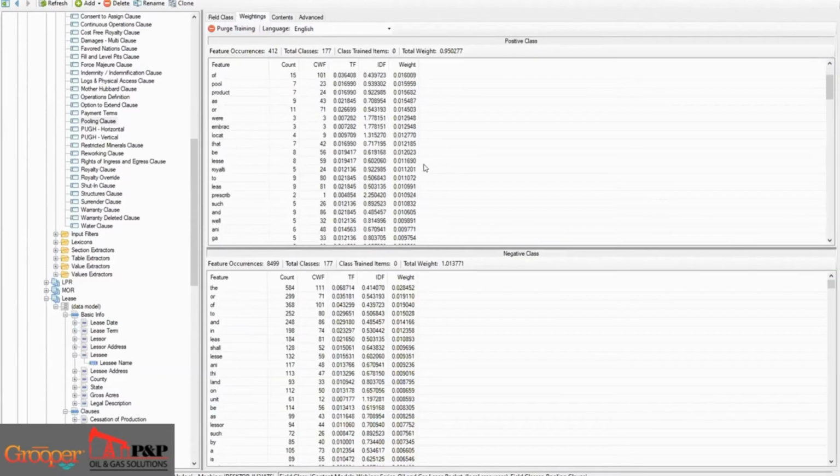been trained on. If you're familiar with the TF-IDF algorithm, it's been trained on, let's see, 8,499 feature occurrences, 412 unique features within that. All that's to say, 412 words that it's seen over 8,000 times is what it was trained on.